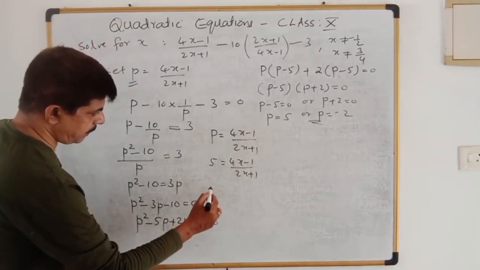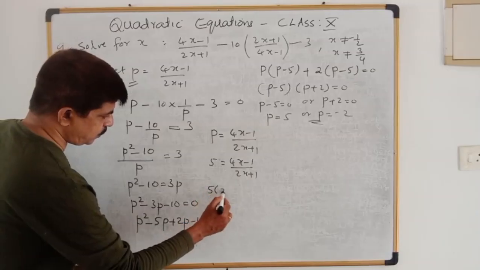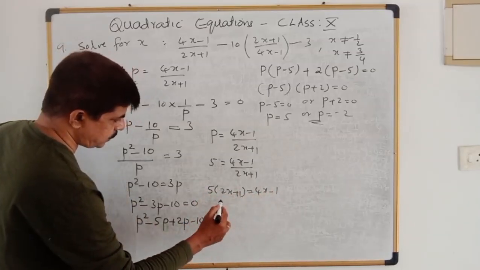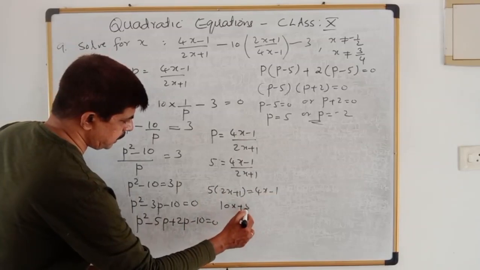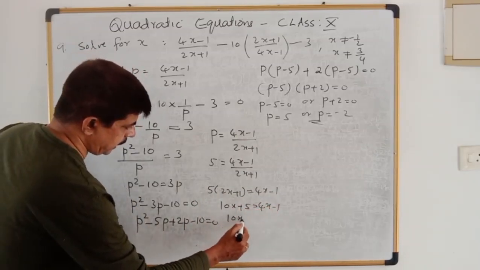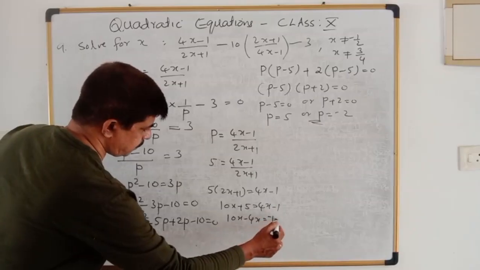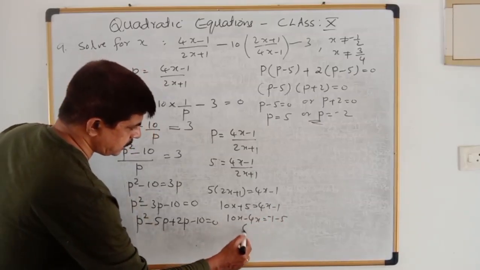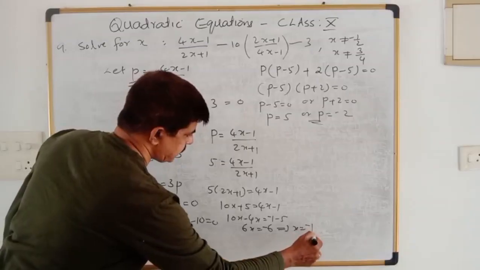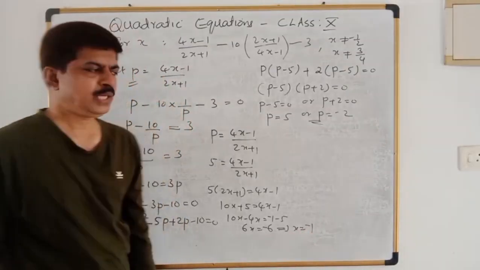So cross multiplying time: 5 into (2x plus 1) equals 4x minus 1, so 10x plus 5 equals 4x minus 1. 10x minus 4x equals minus 1 minus 5, so 6x equals minus 6. What is the x value? x is equal to negative 1.